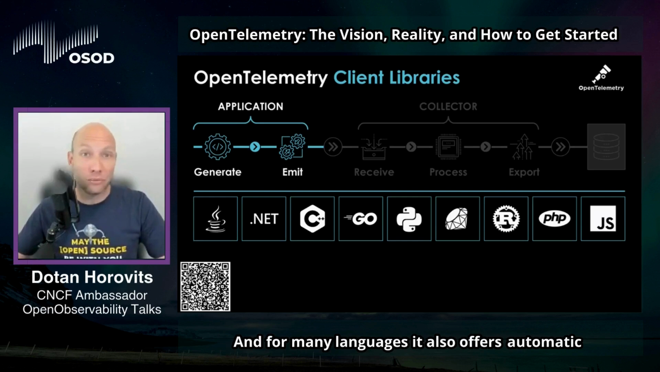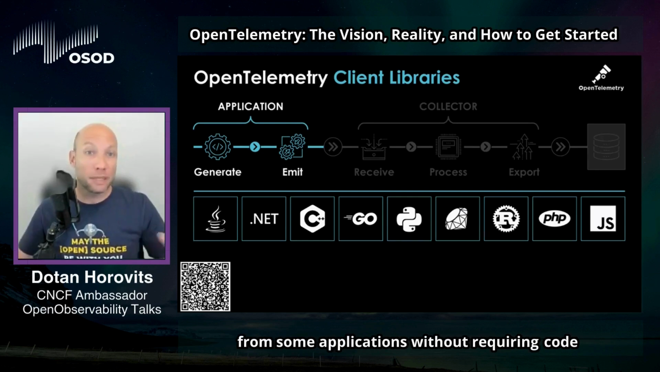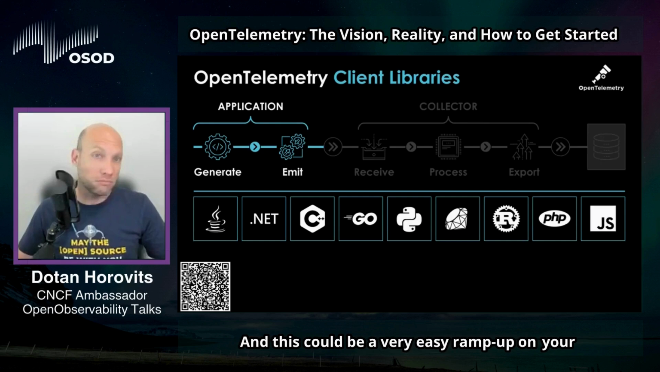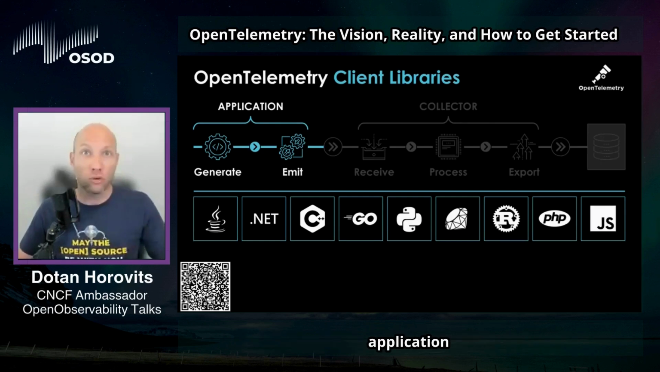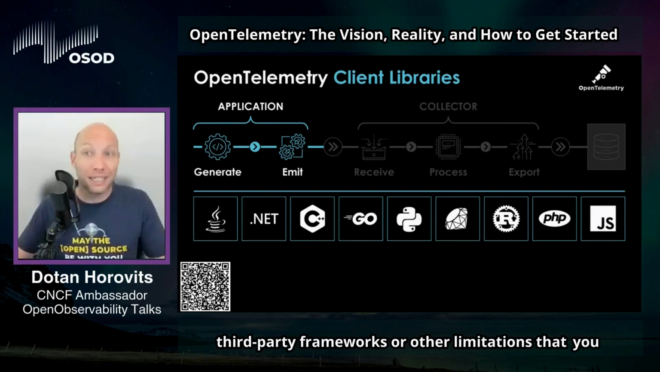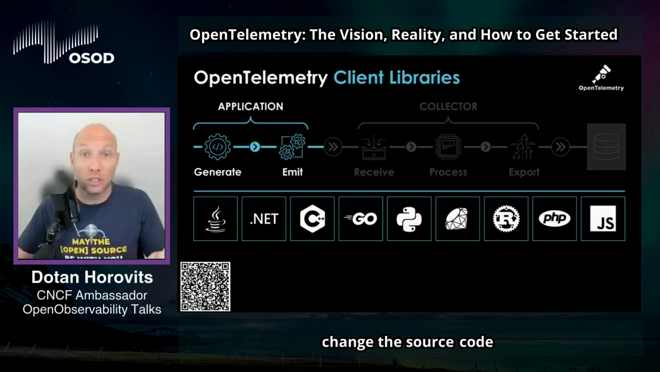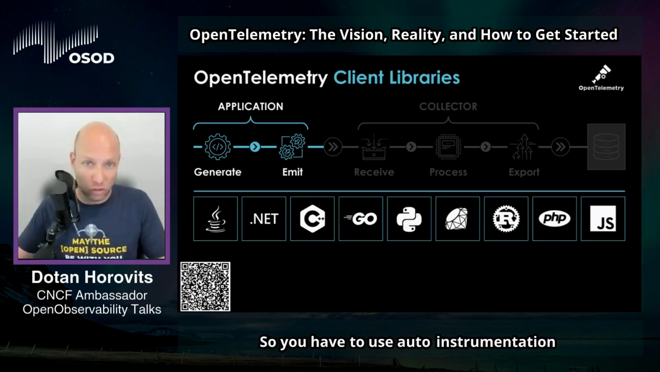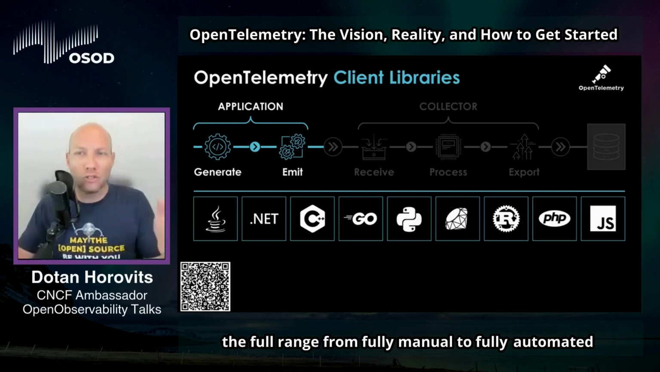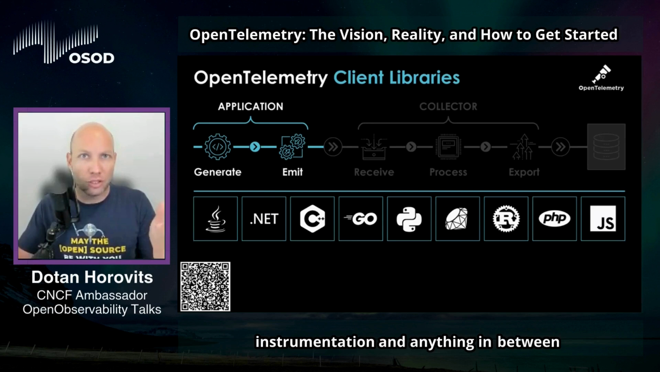And for many languages, it also offers automatic instrumentation agents that can collect telemetry from some applications without requiring code changes. And this could be a very easy ramp up on your application. And also in some cases, it's mandatory if you have third-party frameworks or other limitations where you cannot change the source code, so you have to use auto instrumentation. So as you can see, OpenTelemetry aims to provide the full range from fully manual to fully automated instrumentation and anything in between.